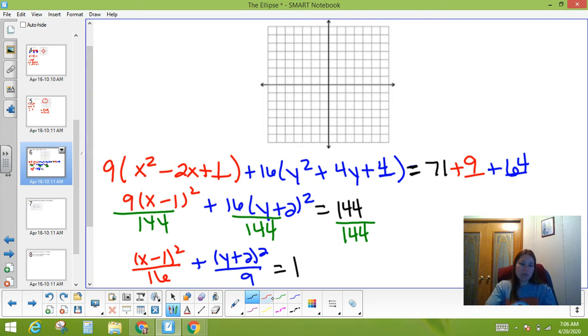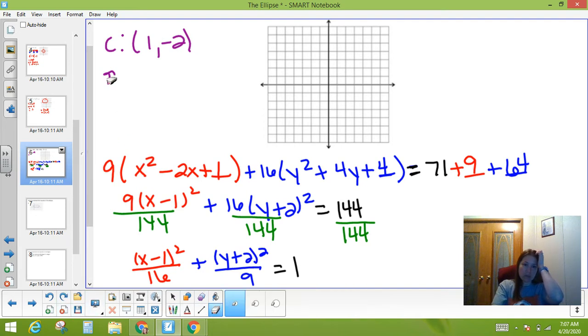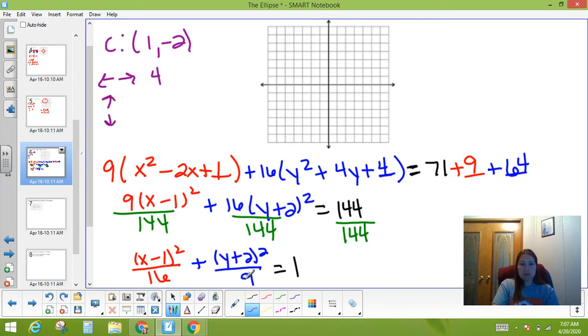All right, so to graph, what is the center? So our center is positive 1, negative 2. So that's opposite of this, opposite of this. All right, so then we need to know how far do we go. What have I been doing first, y'all? Left, right, up, down? I don't remember. It doesn't really matter, but I try to be consistent so I don't confuse y'all. So how far do I go left and right? So the square root of 16 is 4. And then how far do I go up and down? Square root of 9 is 3.